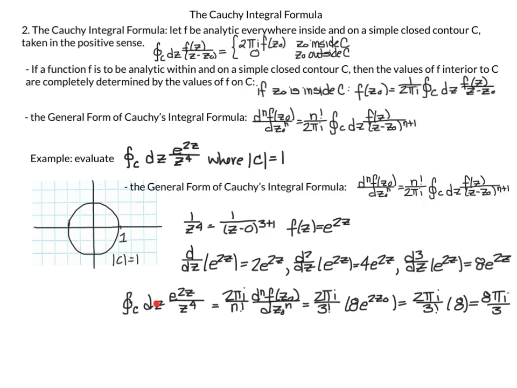Now my integral of dz e to the 2z over z to the 4th is going to be equal to, putting this on the other side of the equation, 2 pi i over n factorial times the nth derivative of f evaluated at z naught, which is 2 pi i over 3 factorial. Remember, my n is equal to 3. And then my third derivative is 8 e to the 2z naught. I plug in my z naught, which is 0, so that gives me 1. So I have 2 pi i over 3 factorial times 8, which is equal to 8 pi i over 3.